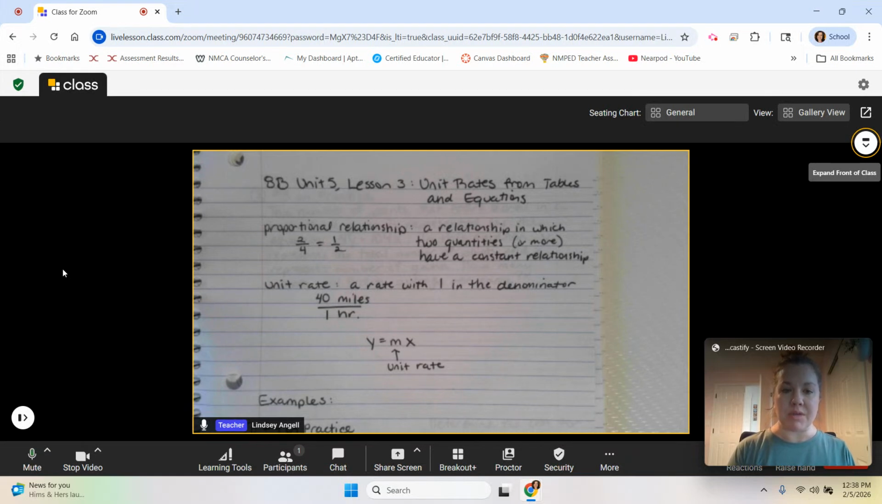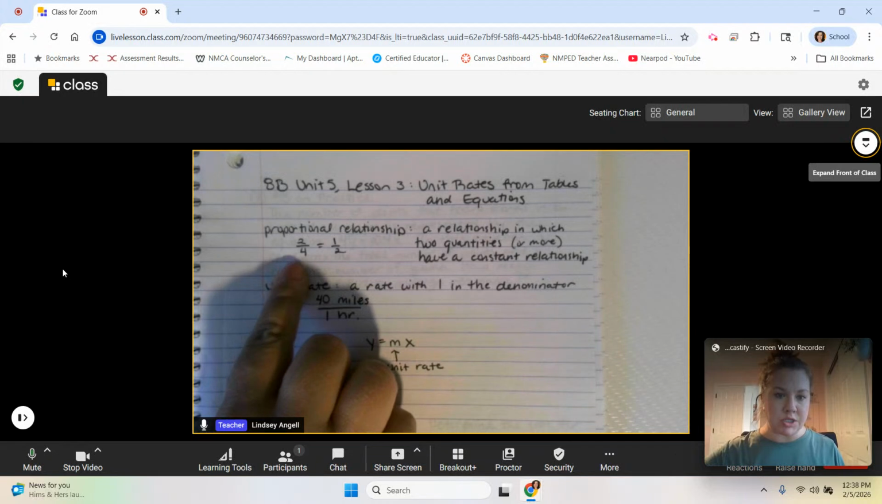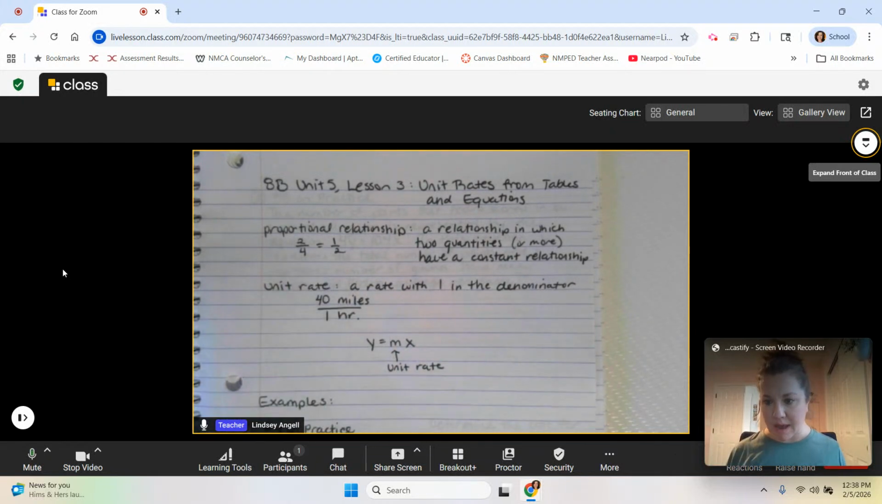As a reminder, a proportional relationship is a relationship in which two or more quantities have a constant relationship, okay? Like I have just a quick example here, 2/4 is equal to 1/2, right? 3/6 would also be equal to 1/2, right? They have a proportional relationship. They all reduce to the same thing. That's one way to think about it, at least when they're in fraction form, okay?